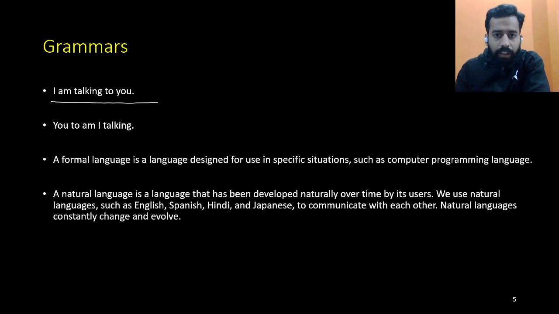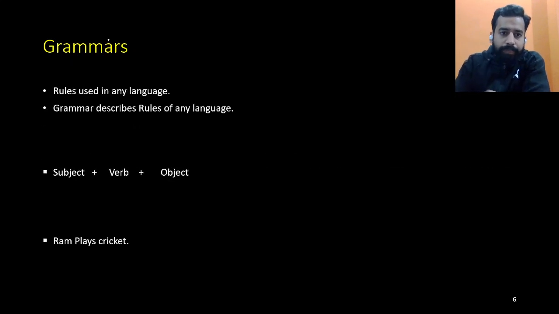Like, मैं आपसे बात कर रहा हूँ. But if I say this sentence like "you too I am talking," this is wrong. Why? Because I have not used the correct rule of grammar. That is why you will have a problem understanding this sentence. So grammars are rules used in any language.